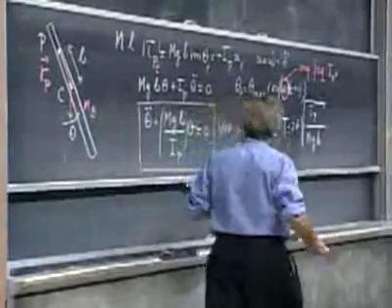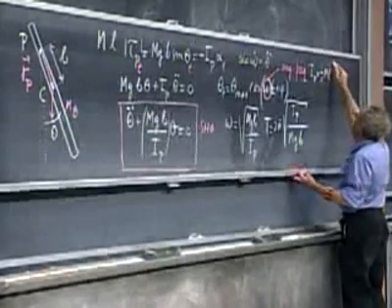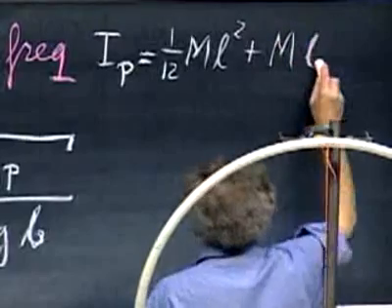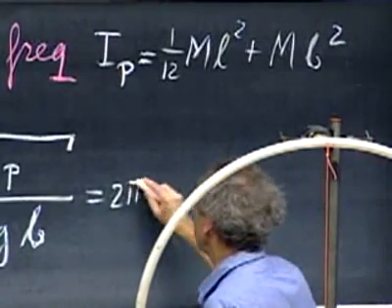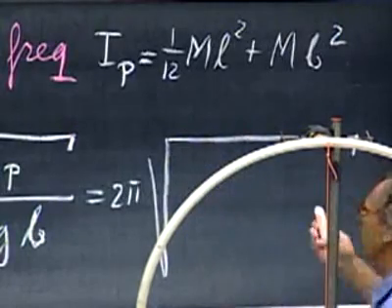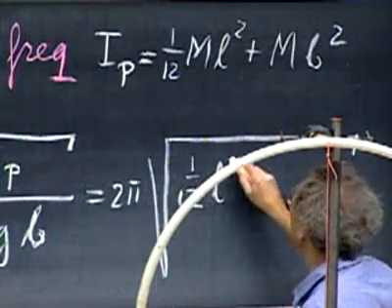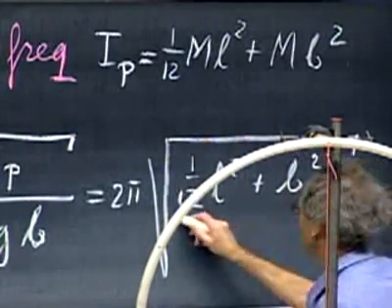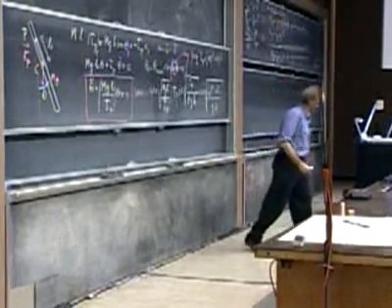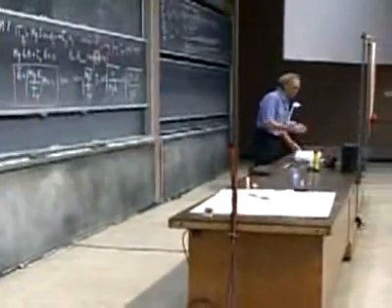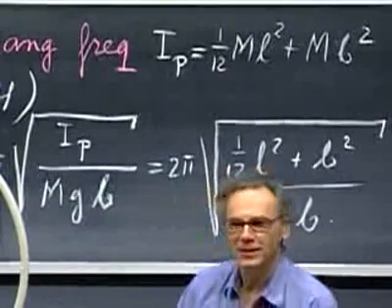We did something similar there. So this is 1/12 ml squared plus m times b squared, parallel axis theorem. And so now we find that the period is 2 pi times the square root of, I lose my m, so I get 1/12 L squared plus b squared, and I get here gb. And that is a very simple result when you come to think of it. I mean, this would have been a complete headache to do in any other way. And this always baffles me so much.